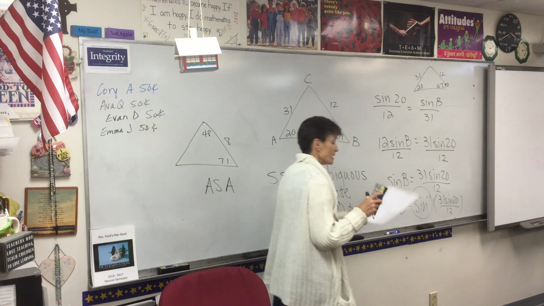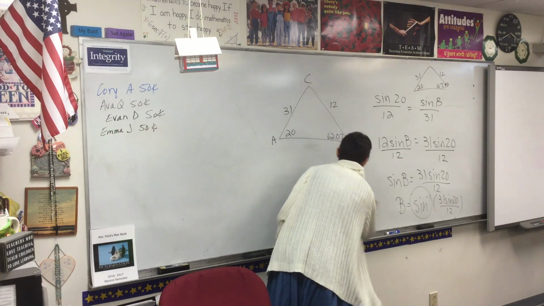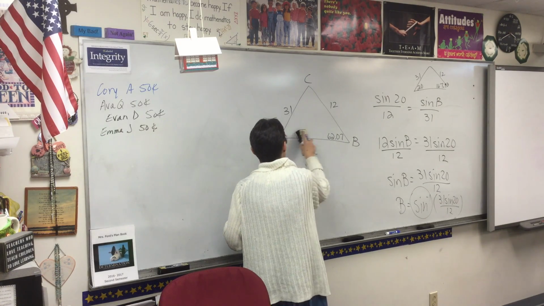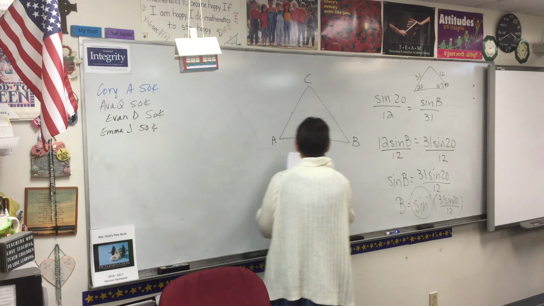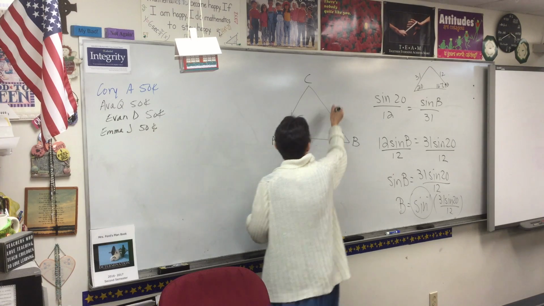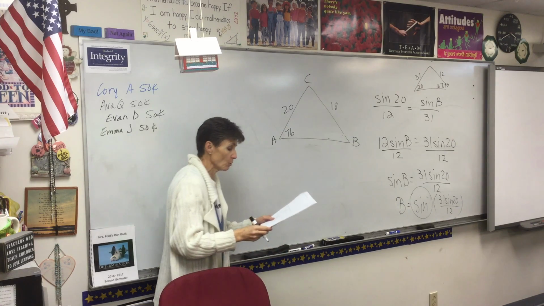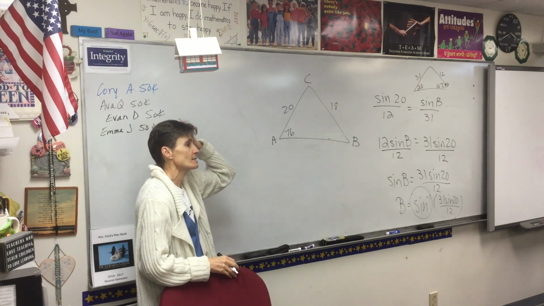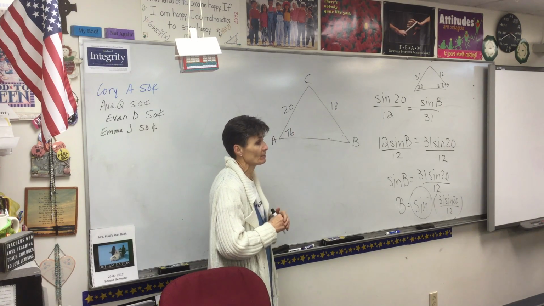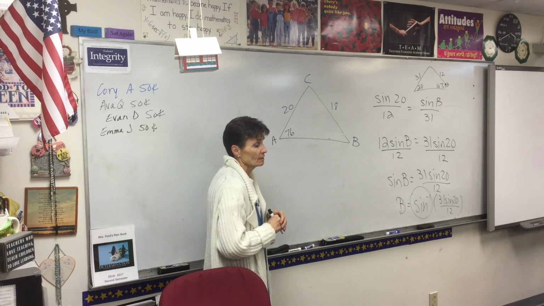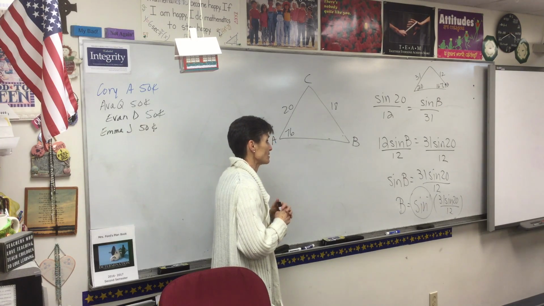So problem A had 2 triangles possible. Now we're going to look at problem B. So here we go. Angle A is 76, side a is 18, side b is 20. Please be careful when you are drawing your own triangles that you remember the capital letters are the angles and the small letters are the sides. Okay? We're not solving the triangle. We're just trying to figure out how many answers there are.